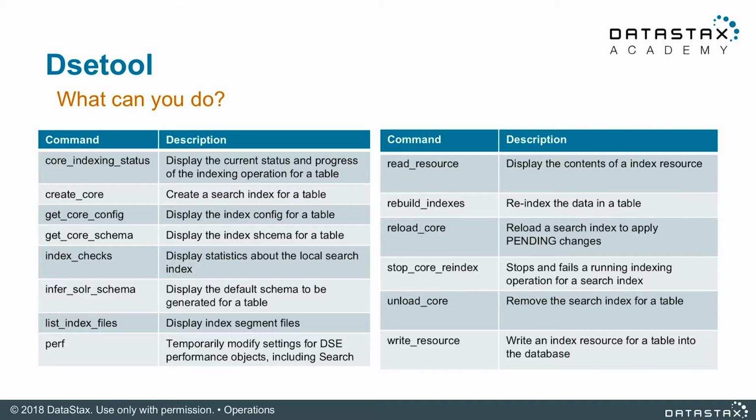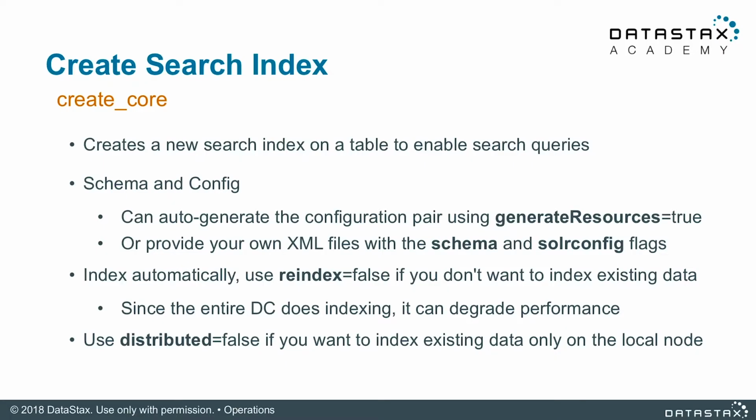So here's a table with all the Dsetool commands that are related to DSC search. There are quite a few of them, but let's take a look at them one by one to see how they work. The classic way to create a search index is by using the create core command. This method for creating your search index can still automatically generate your schema and config for you, if you set the generate resources flag to true.